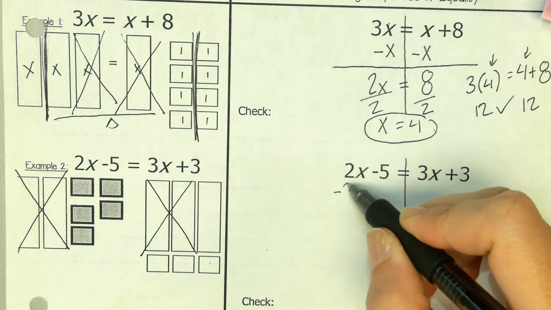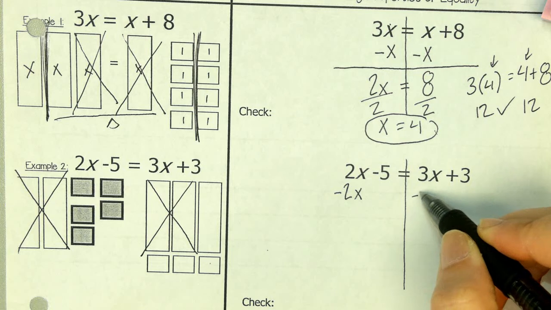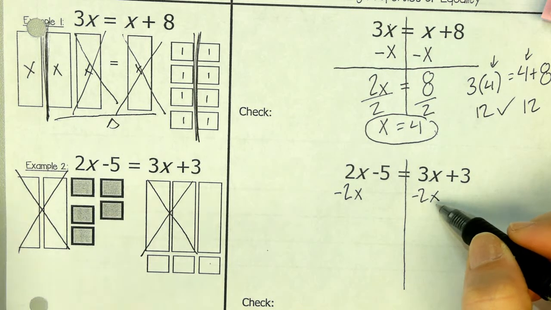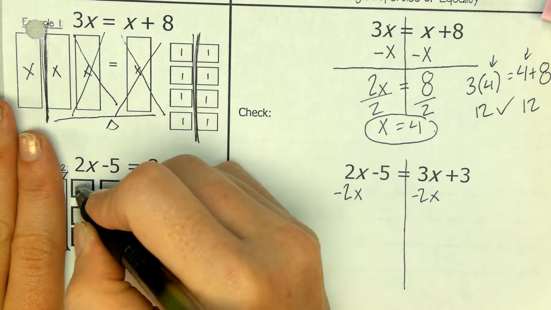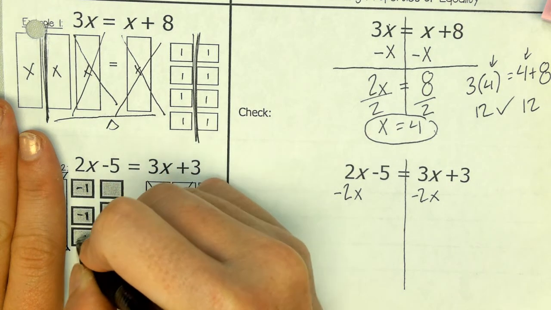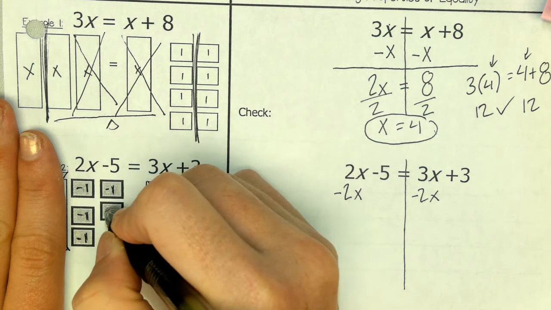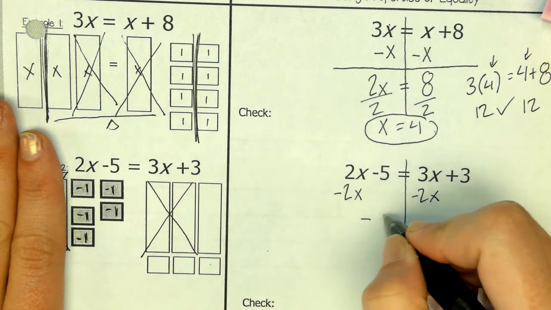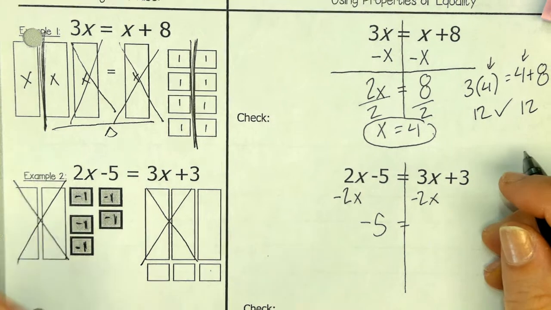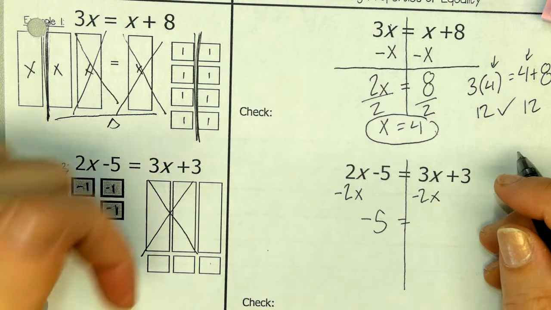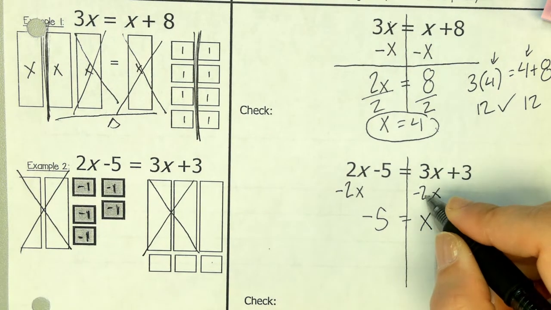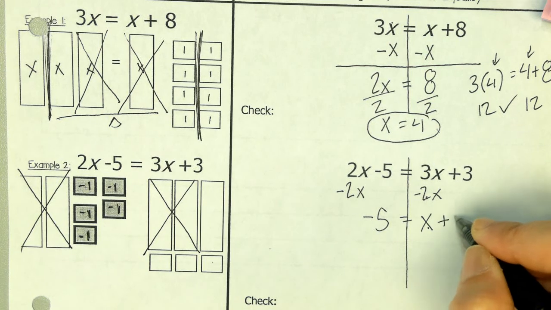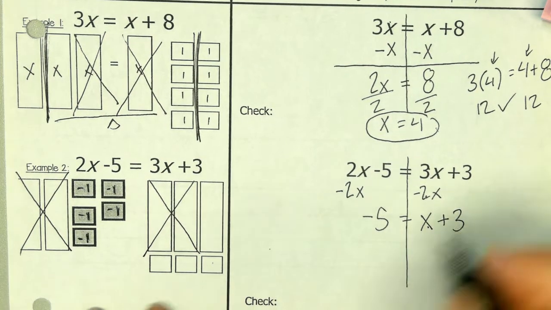If I'm taking away 2 x's on one side, I have to take away 2 x's on the other side. So we have removed 2 x's from each side. On the left-hand side, those are gone. We have 5 negative pieces left. Each one of these is negative 1. And on the right-hand side, when we take away 2 x's, we have 1 x left. 3 minus 2 is 1. And we still have those 3 squares.